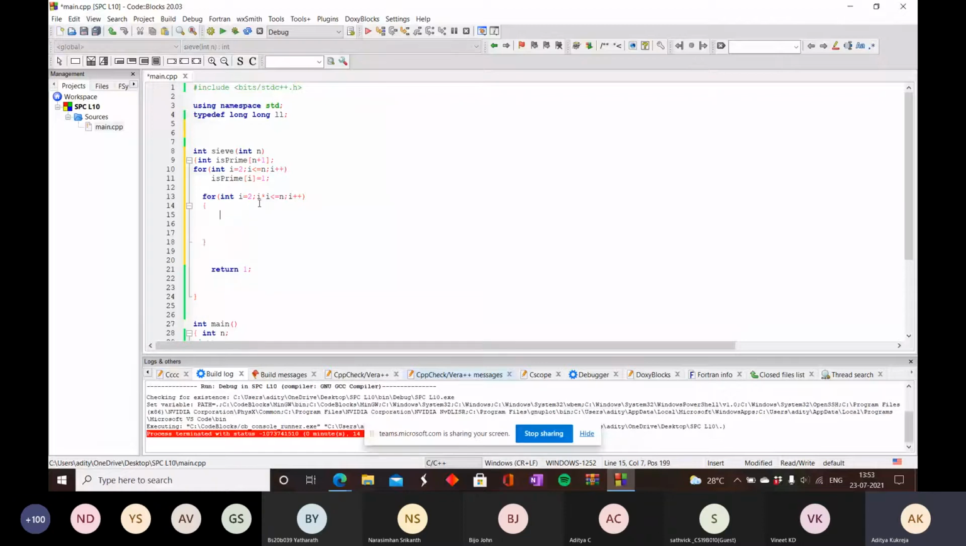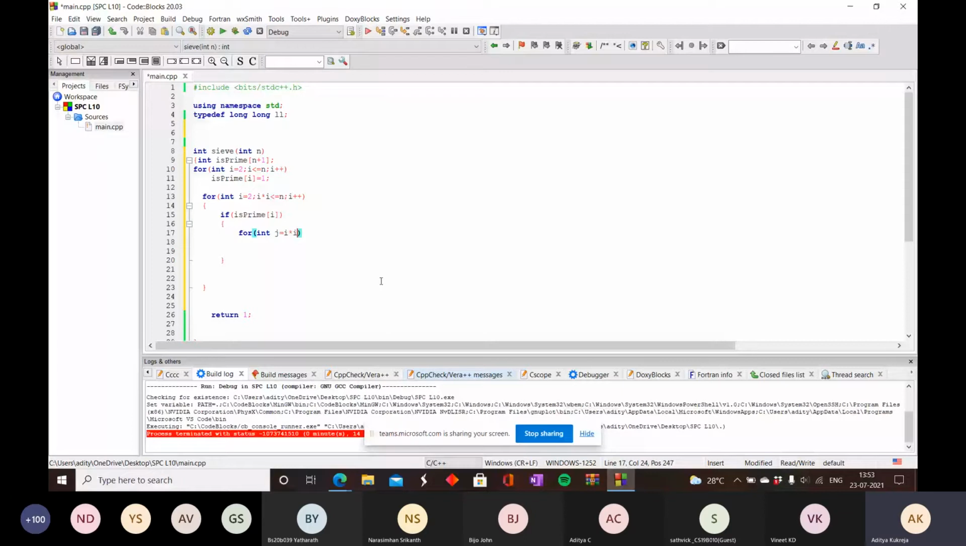So what we'll check is if isPrime of i, if it is unmarked, then you would start another for loop, which would be used to cross out all its multiples. So for int j equal to, as I said, we have to start j from i into i square, because all the other elements which are less than i square would already be crossed out by the elements which are less than j.